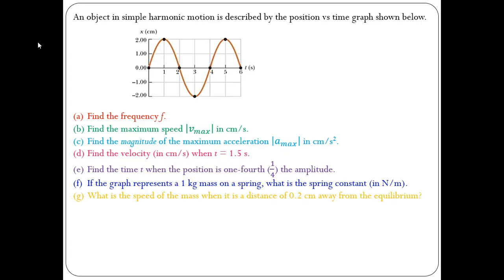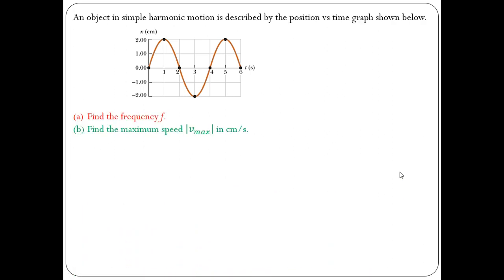All right, so here is an example of simple harmonic motion when you're given a position versus time graph. For this particular problem, we're given this graph here where the position is given in units of centimeters and time is given in units of seconds. And it wants us to find all these different parts. So if you need to, pause the video and write these parts down so you can follow along as I take each part one at a time. All right, so go ahead and knock it out.